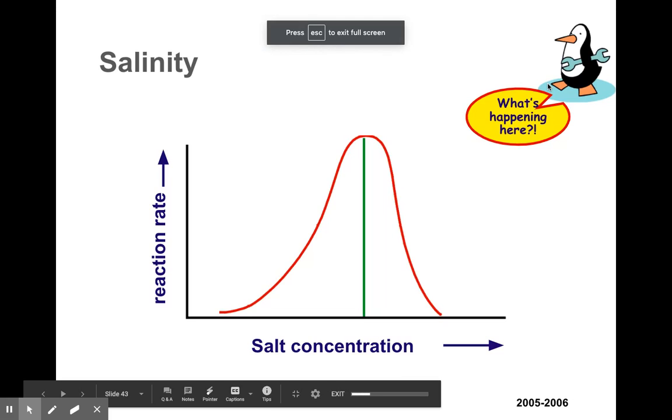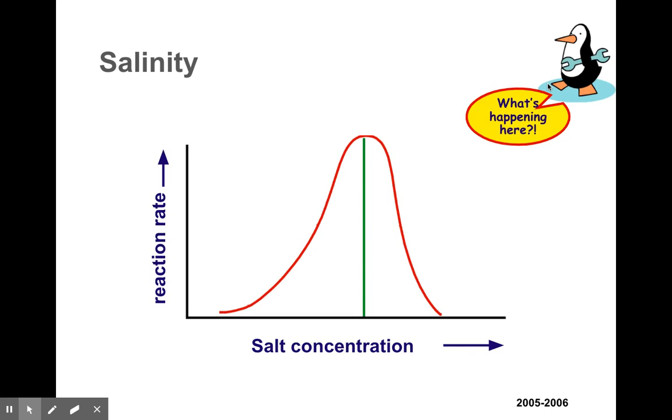So salinity. Salinity is the salt concentration located within our systems. Salt also affects the way an enzyme functions. Notice here's our optimum rate. Same thing, as I increase the salt concentration, I increase the rate of the reaction until I hit the optimum rate. And then after that, the enzyme starts to unfold and it denatures.